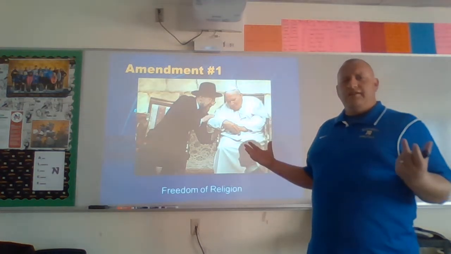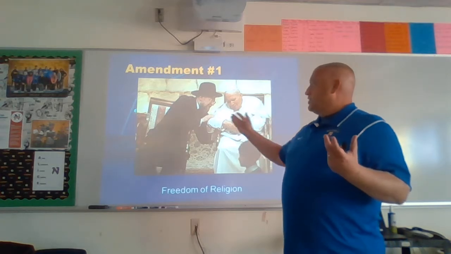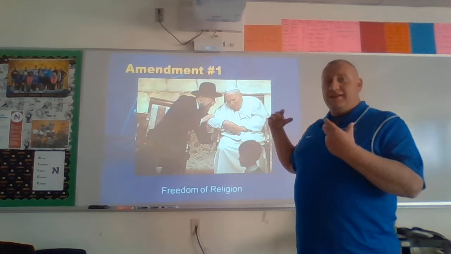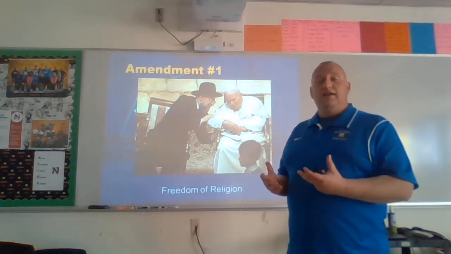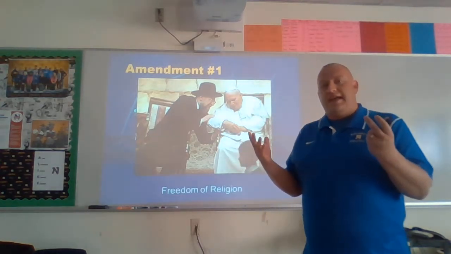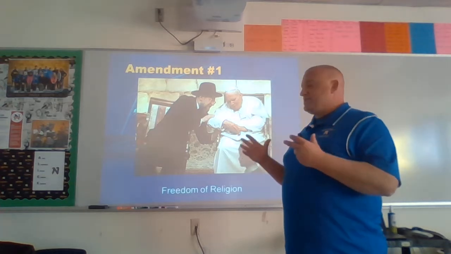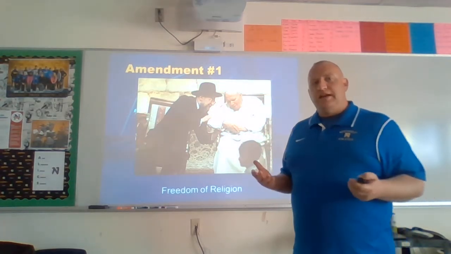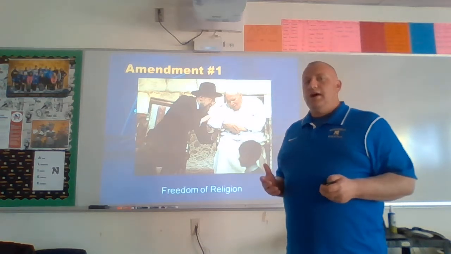And so, pictures like this where you've got a Jewish rabbi who is talking with the Pope and embracing and talking and getting along, that's what they had envisioned here. And of course, this gets very controversial. Again, we'll talk about that this year. But the free exercise clause is pretty standard as a right.